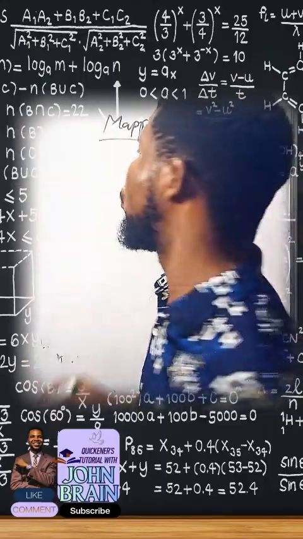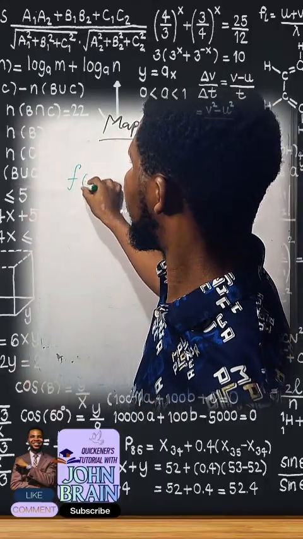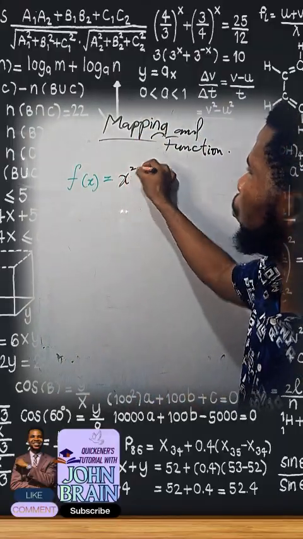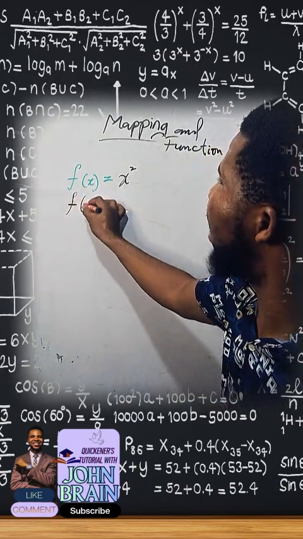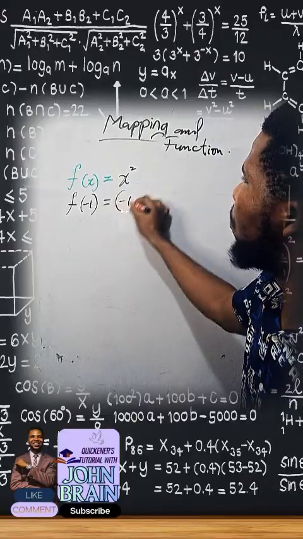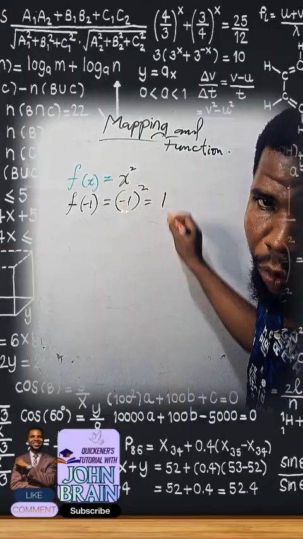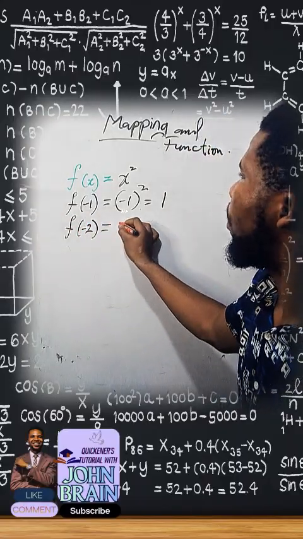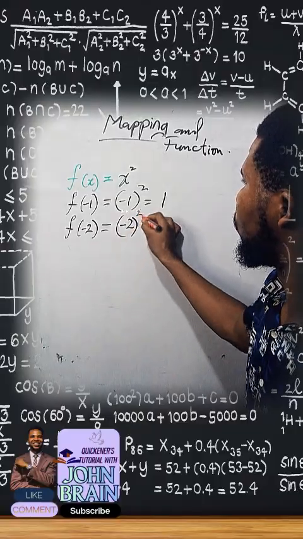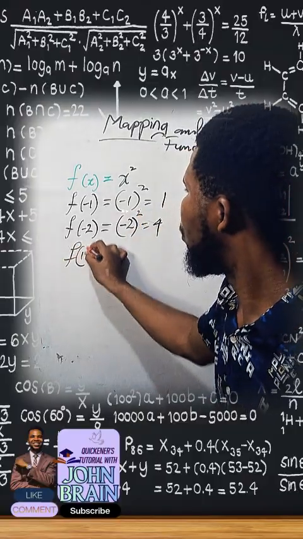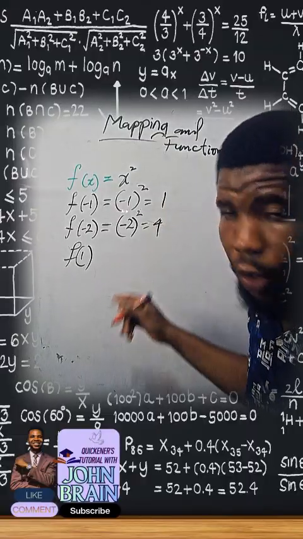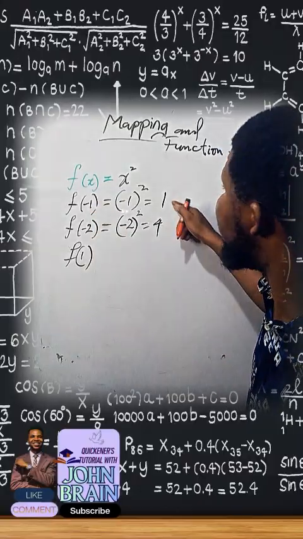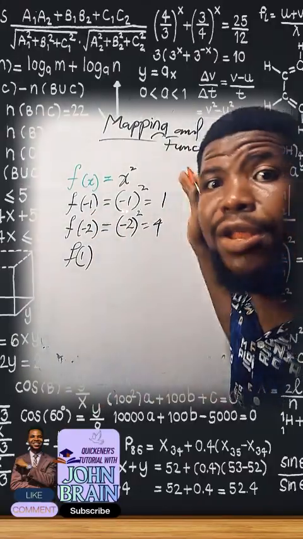Now, watch another rule. So let's say f of x is x raised by 2. Alright? So when you put f of minus 1, what do you have? You have minus 1 raised by 2, right? So minus 1 raised by 2 will give you 1. True or false? Good. Now, if you have f of minus 2, what will that give you? Minus 2 raised by 2 will give you what? 4. True or false? Now, f of 1 will give you the same value as f of minus 1.